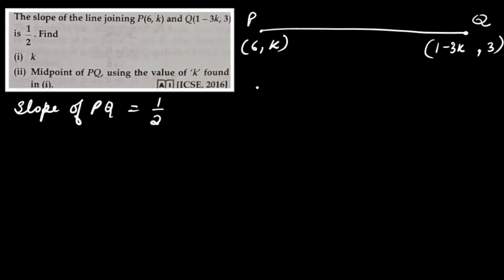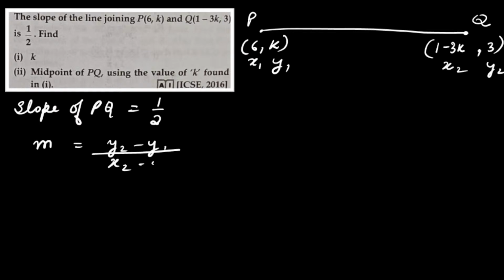So that means we have to make use of the slope formula. First thing they are telling, find the value of K. Here you can see in the coordinates of P and Q, one K is there. So that K's value we have to find. Coordinates of P I am considering as x1, y1 and coordinates of Q I am considering as x2, y2. Now we have to use the slope formula. So slope with small m we will write m is equal to (y2 minus y1) by (x2 minus x1).